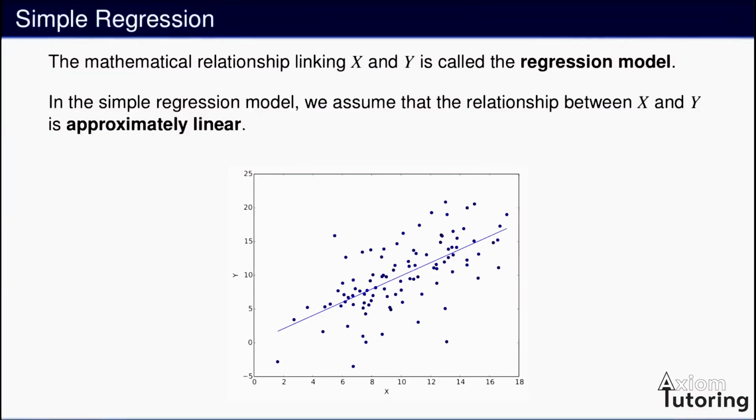In the simple regression model, we assume that the relationship between x and y is approximately linear. So that's what you can see here between x and y. It seems that drawing a straight line through the data seems like a relatively sensible idea. Okay, and we can see that it does not fit the data perfectly. Some are above the line, some are below the line, but overall, as a sense of the general tendency, it is relatively good.